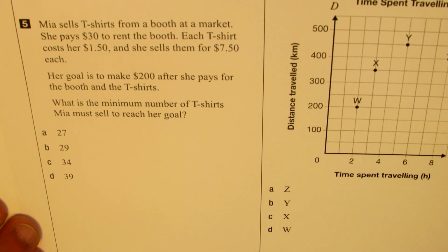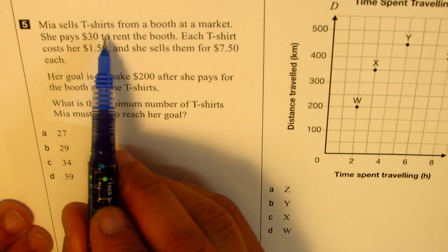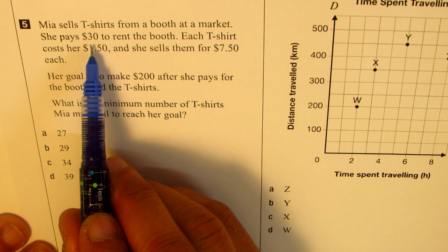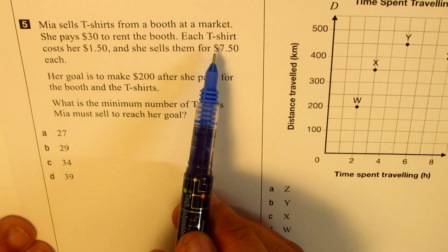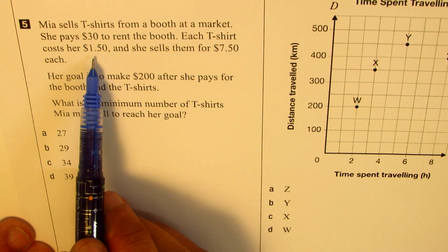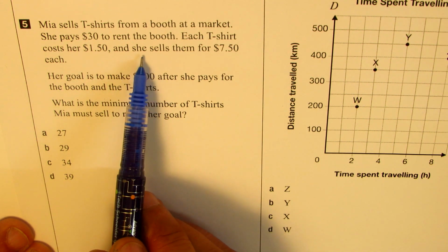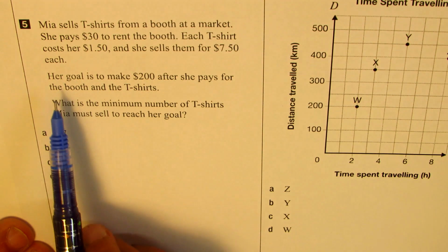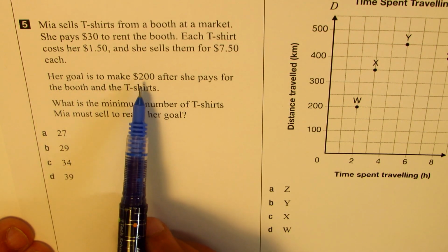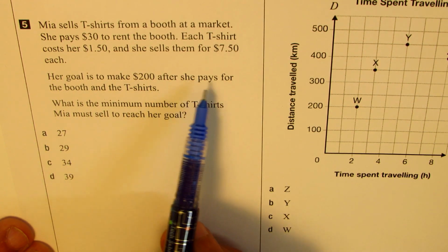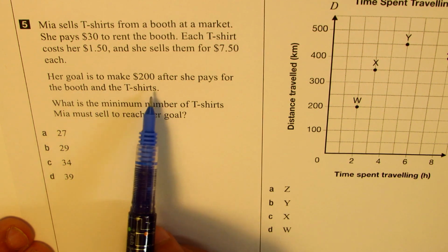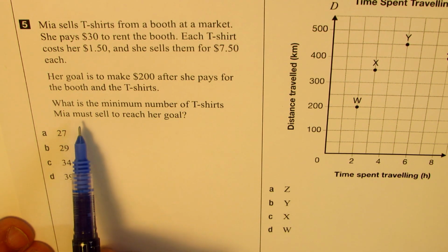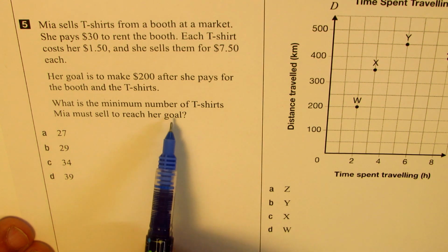Now question number 5 is a word problem for us. It says, Mia sells t-shirts from a booth at a market. She pays $30 to rent the booth. Each t-shirt costs her $1.50 and she sells them for $7.50 each. Her goal is to make $200 after she pays for the booth and the t-shirts. What is the minimum number of t-shirts Mia must sell to reach her goal, right?